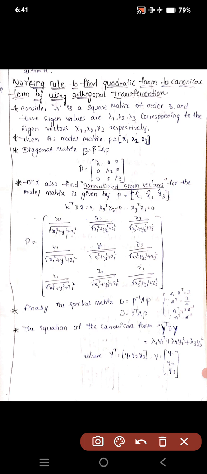So D is equal to what we get, diagonal లో మనకు ఐగన్ వాల్యూస్ రాయాలి: lambda 1 0 0, 0 lambda 2 0, 0 0 lambda 3. And also find normalized eigenvectors; the model matrix is given by P is equal to x1 cap, x2 cap, x3 cap. normalized eigenvectors ఎట్లా కనుక్కోవాలమ్మా, P is equal to x1 cap, x2 cap, x3 cap.